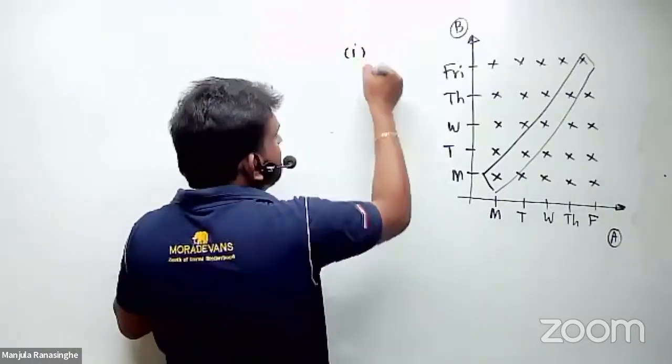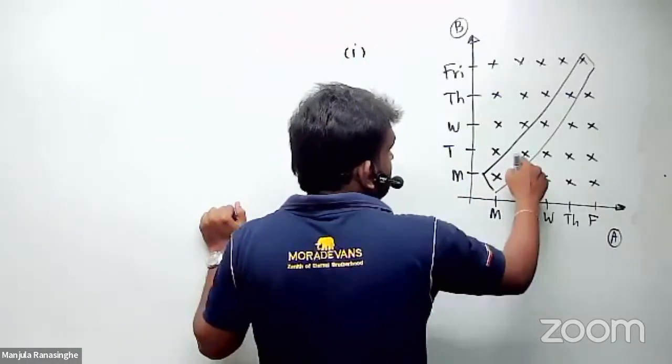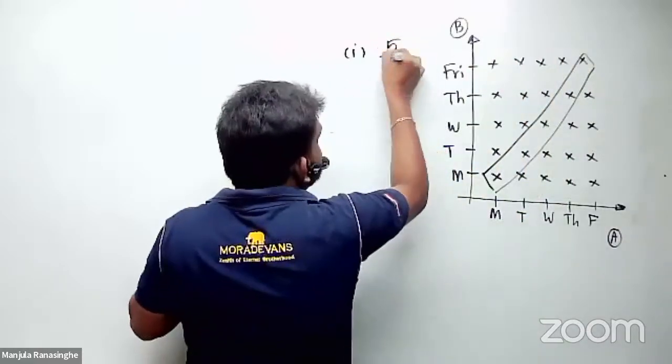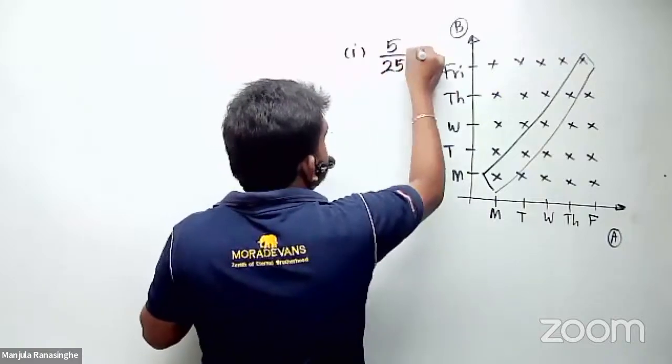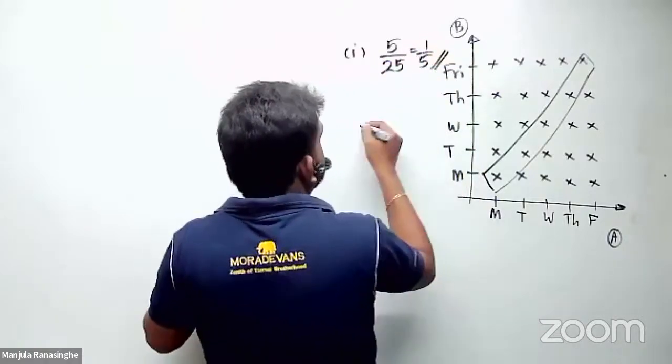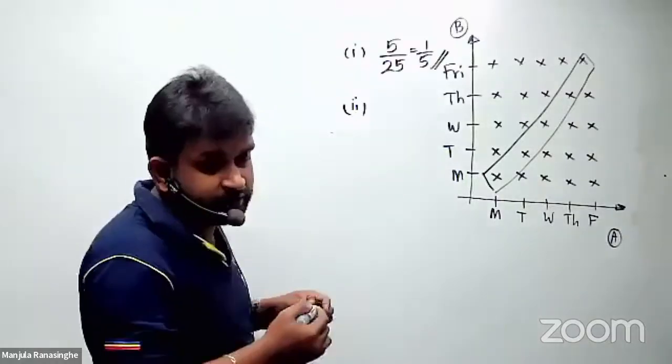What is the probability? How many events belong to that? 1, 2, 3, 4, 5 upon the sample space. That is here 5 into 5, 25. When you simplify it, 1 upon 5. That's the part 1 question answer.